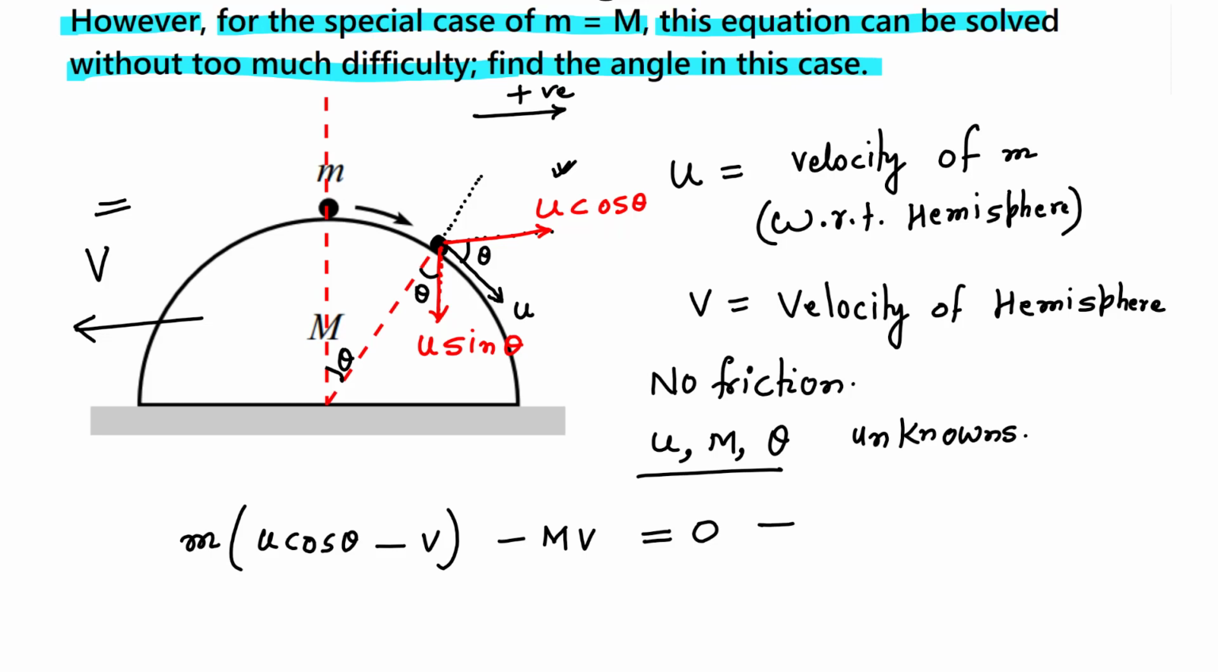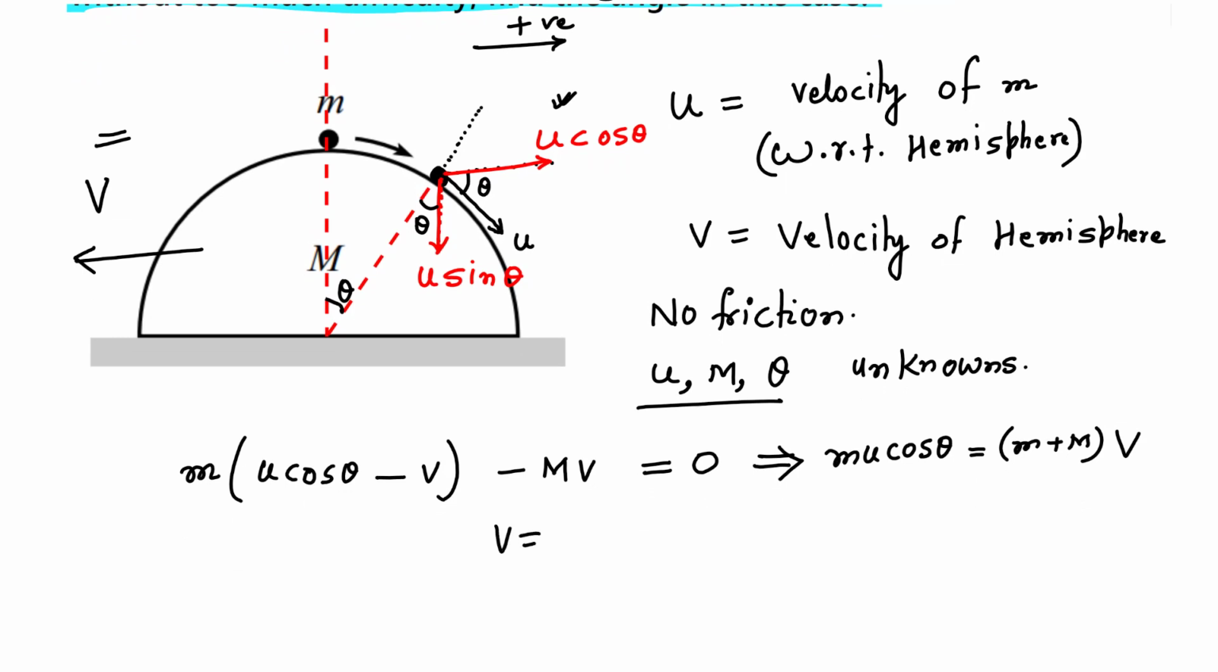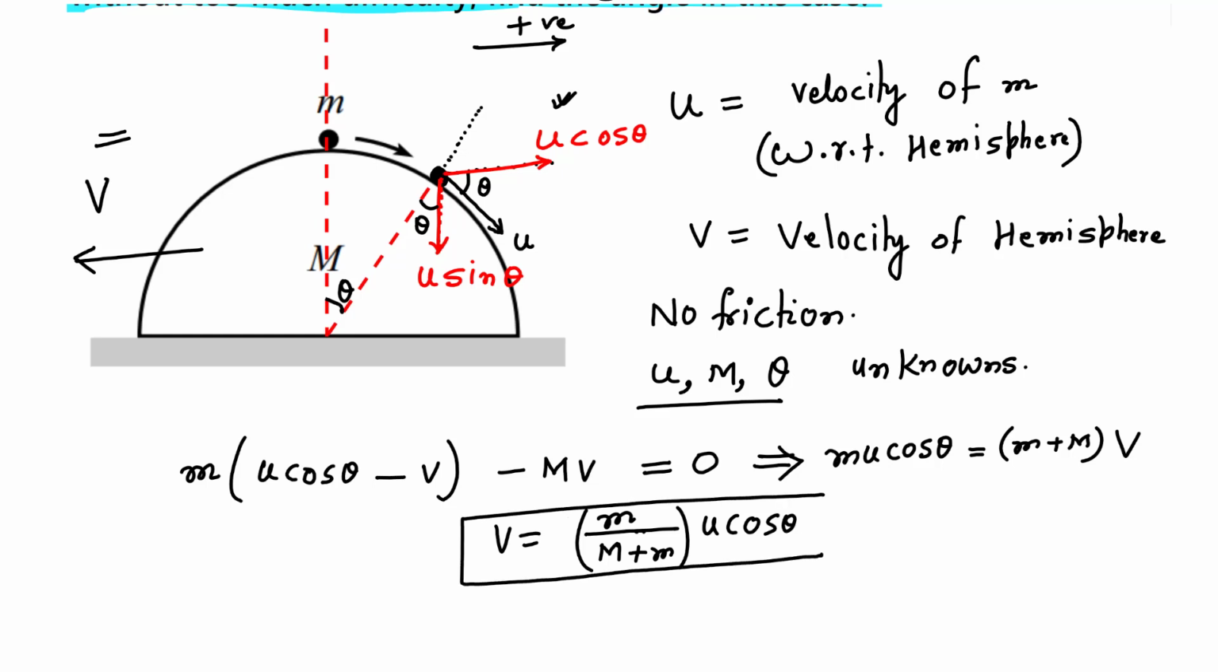So from here we can find the relationship between m, u, and v. We can write m u cos theta is equal to (m plus M) times V, where this is capital V. So from here I can say V is nothing but m by (m plus M) times u cos theta. So this is the relationship between V and u. So we have one equation.